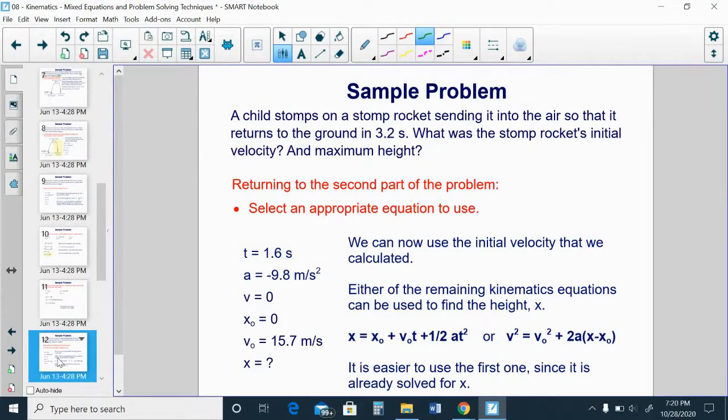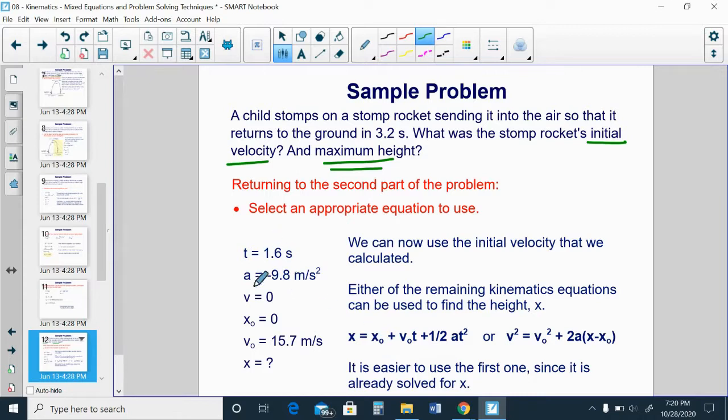Now we need to go back to the second part of the problem. So the first part of the problem was figuring out initial velocity, but we still need to know the maximum height. So now we can add in the known value of 15.7 meters per second, but we still need to figure out what the height is, the height at the apex or the final height.